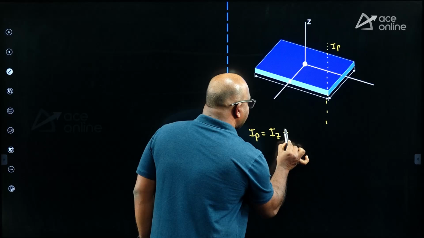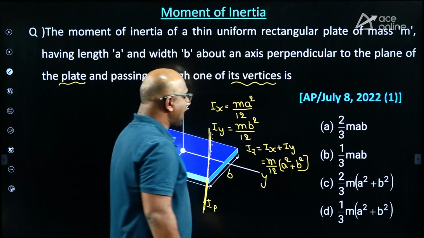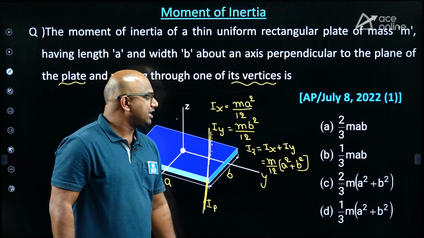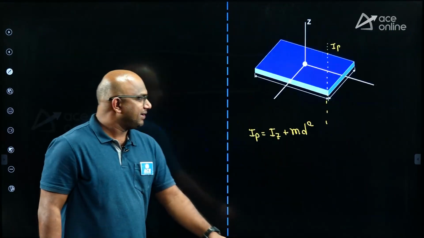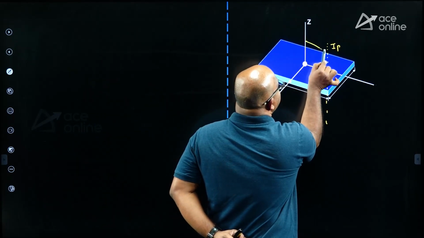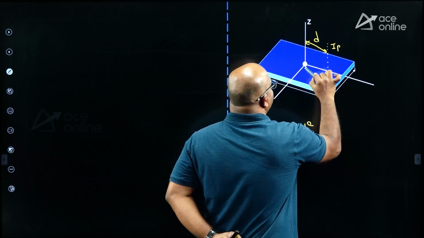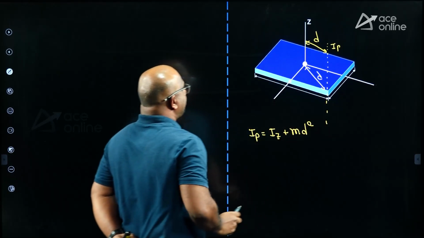IP equal to IZ, because centroidal axis, plus m into d square. I know IZ equal to how much? M by 12 into a square plus b square. Now d, అది ఎలా కనుక్కుంటామమ్మా? D is the perpendicular distance between these two. సో మనం ఇక్కడ చూసుకుంటే ఈ డిస్టెన్స్ d అవుతుందమ్మా. So how can you find out, guys?